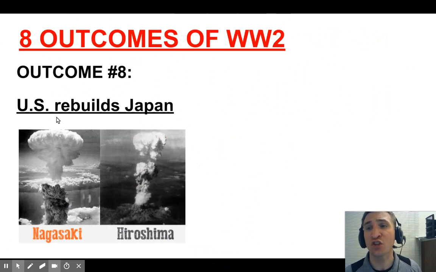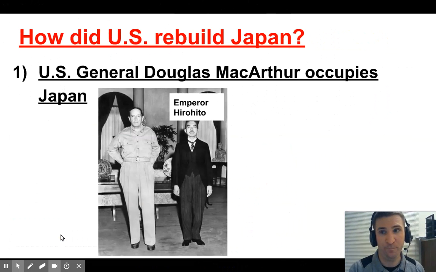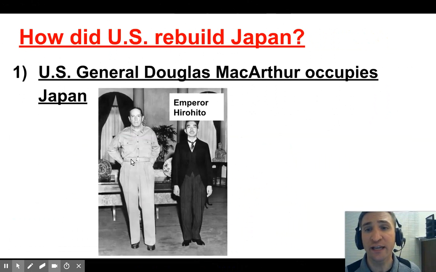Outcome number 8, the US rebuilds Japan. After we dropped 2 bombs, atomic bombs, on Hiroshima and Nagasaki, we helped them. How did the US rebuild Japan? The US General Douglas MacArthur, here he is, occupies Japan. He and some military help Emperor Hirohito to rebuild.